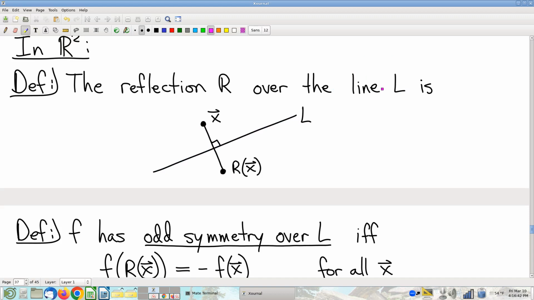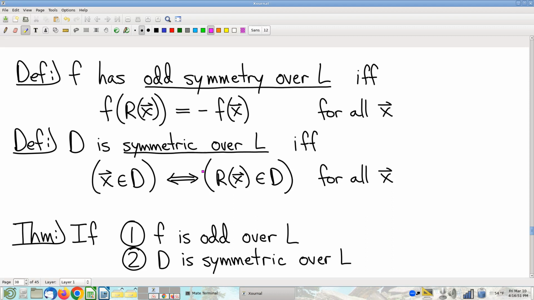But here's the big idea. The point is this reflection over the line, it's just like a negation in a single variable context. So we can talk about odd symmetry. Odd symmetry just means that if you reflect the input, then you get a minus on the output. Just like in single variable. It's the exact same idea, just generalized to 2 dimensions.